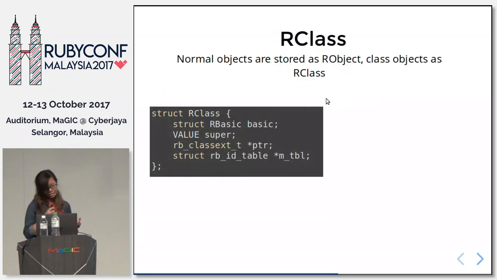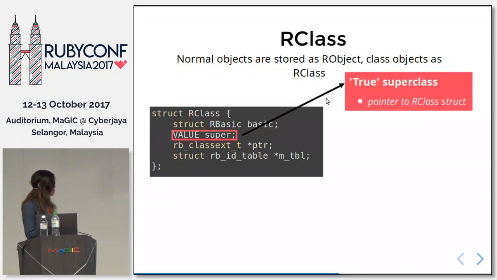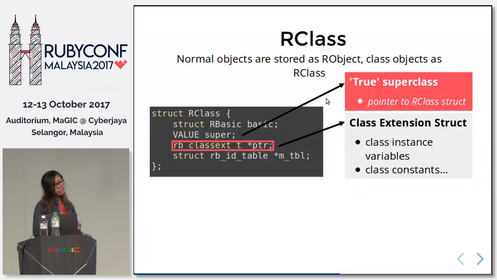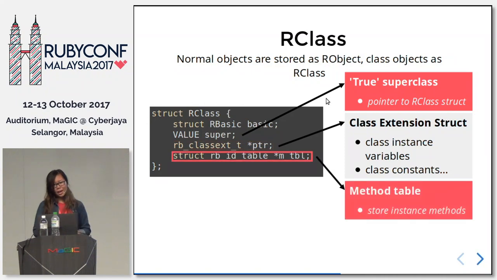Finally, RClass, again, it has RBasic, so it has flags and class. And very importantly, it has this super pointer. So this is a pointer to another RClass struct, which is the superclass of my class. And next, we have a pointer to something called a Ruby class extension struct. We don't really talk about it much, but suffice to say, it stores stuff like class instance variables, class constants, and so forth. Finally, we have a pointer to the method table. This is actually the table that gets looked up on method dispatch.